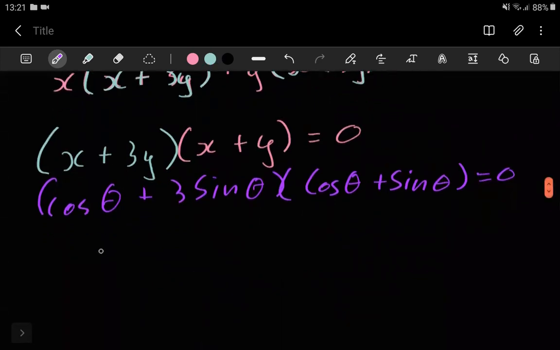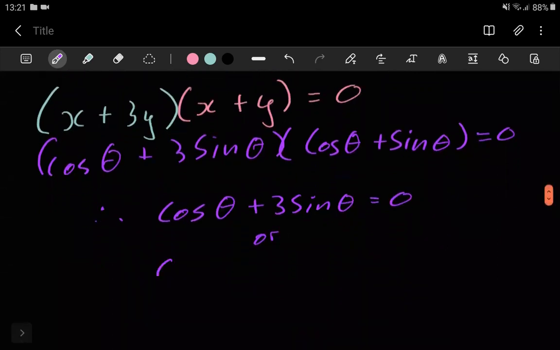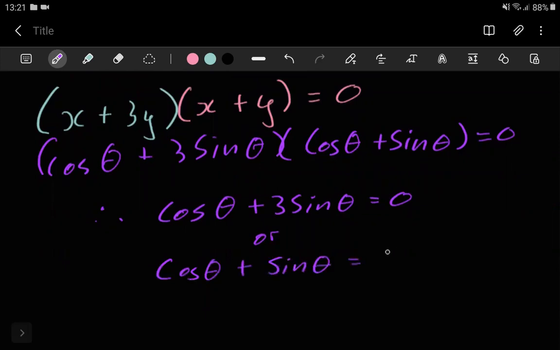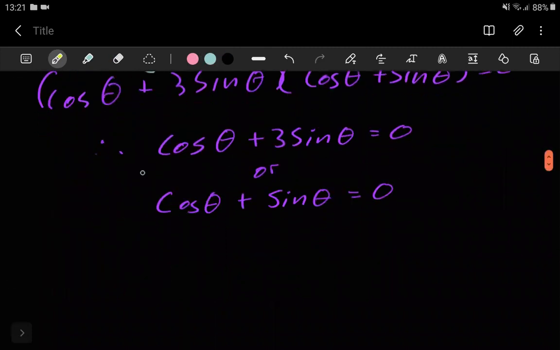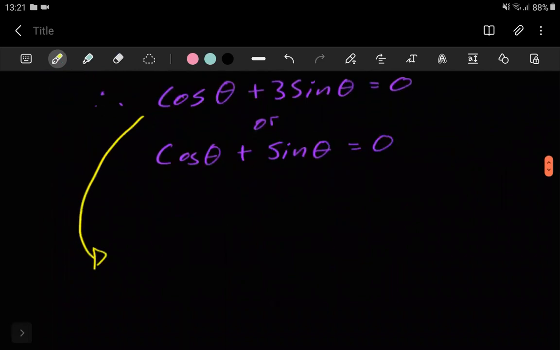Your next step is to say, therefore, the first bracket equal to 0 is going to give you your first solution, and the second bracket equal to 0 is going to give you your second solution. From there, you can work on each of them individually, solving for theta. This can go over to the other side, and you're going to have 3 sine theta equal to negative cos theta. And then here you want to be strategic.